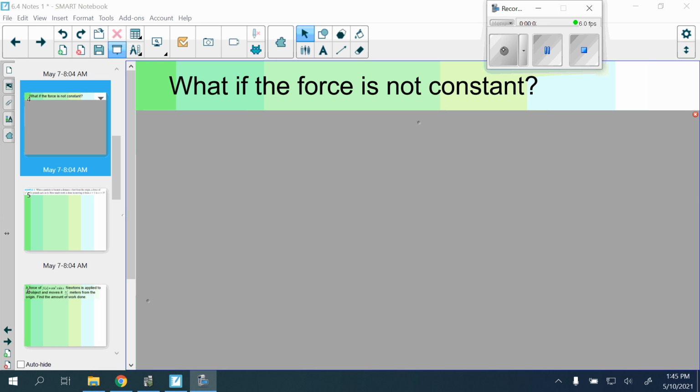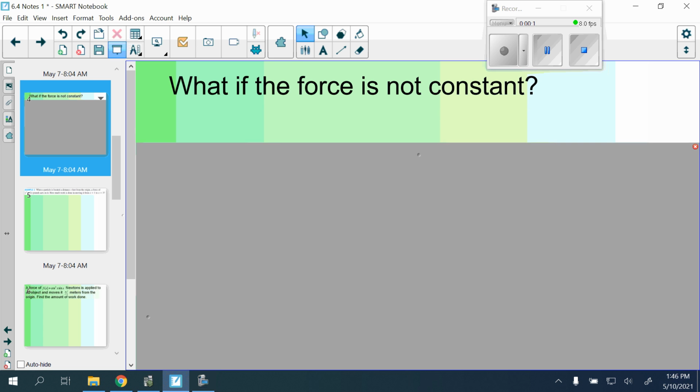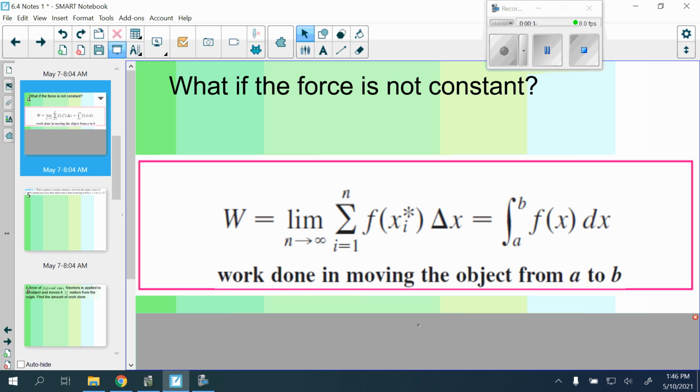All right. In the examples we've looked at so far, our force has been constant, and that force was gravity, and gravity is a constant force. What if force is not constant? Then we need to integrate.